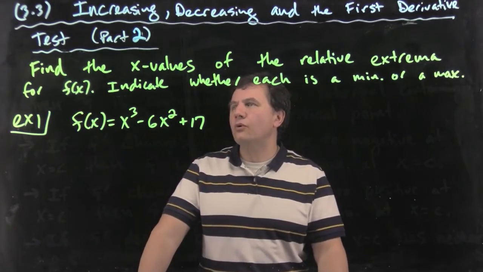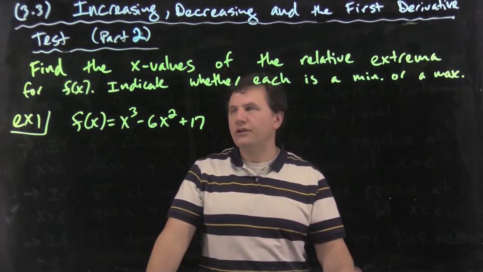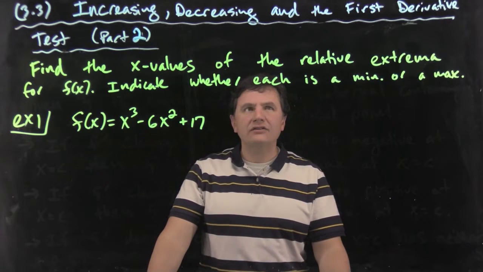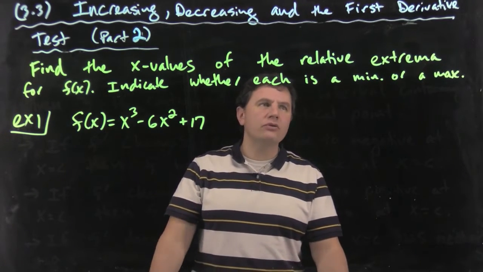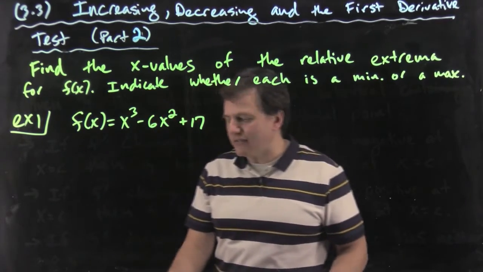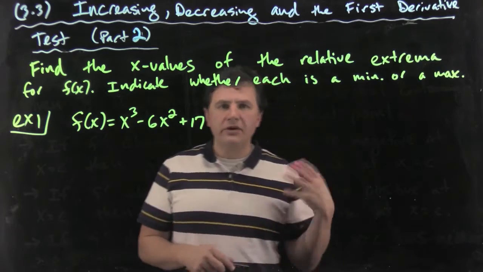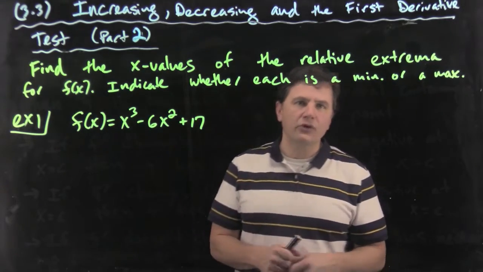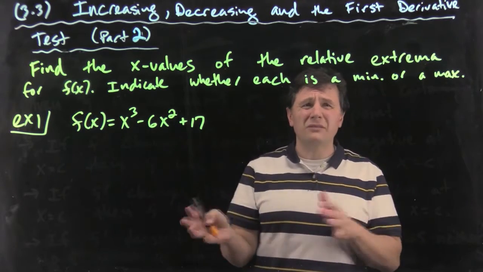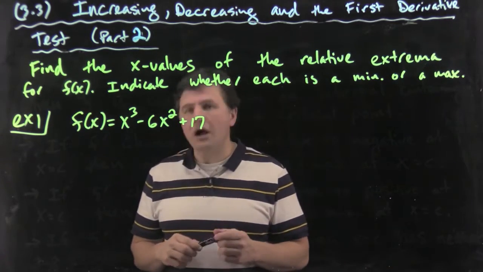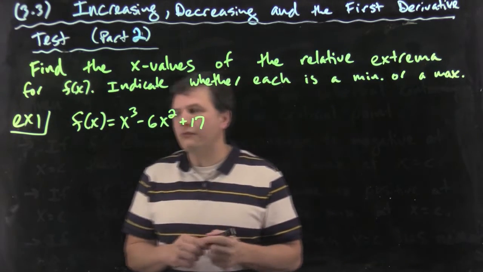So first example, for all these today, we're actually going to be doing the same thing. We're just going to use 3 separate functions. So we're going to find the x values of the relative extrema for f of x, and we're going to indicate whether each is a minimum or a maximum. So our first function, we start with a polynomial. As I mentioned in the last video, we like polynomials. They're what we call well-behaved. They're always continuous. They're always differentiable. We don't have to worry about some of the weird curveballs that can come at us. In some of the other examples, we'll have something a little bit different here.